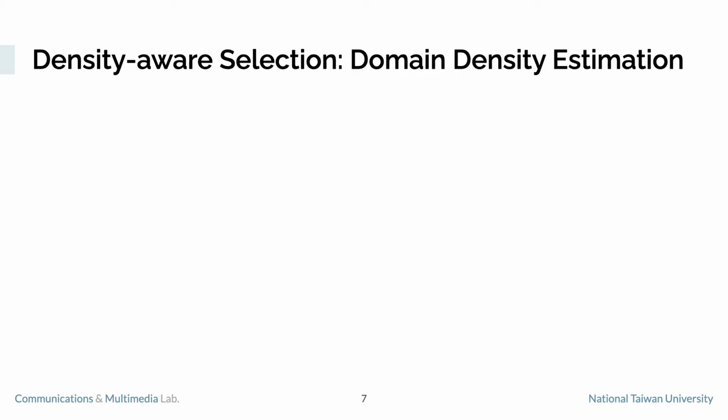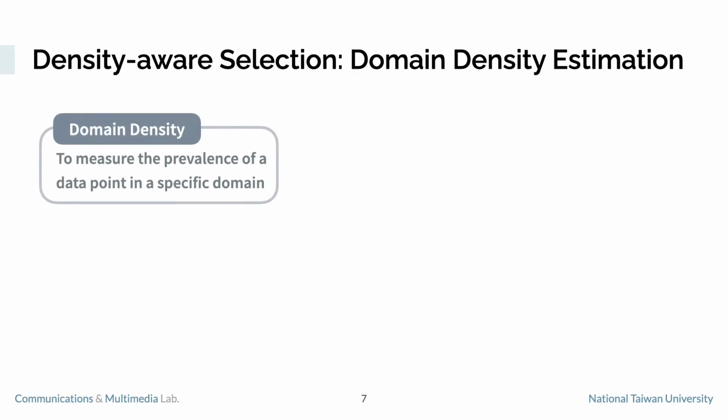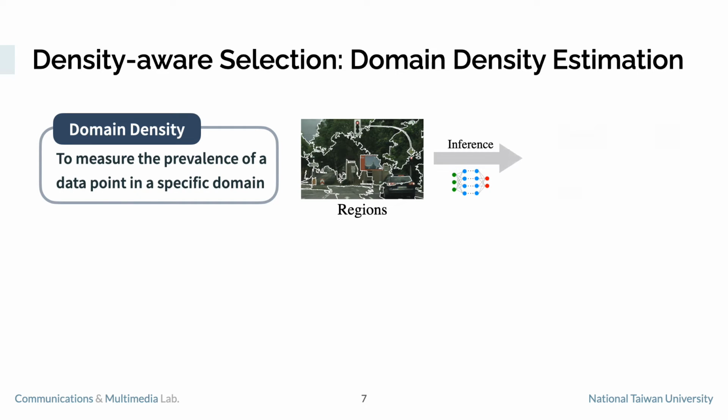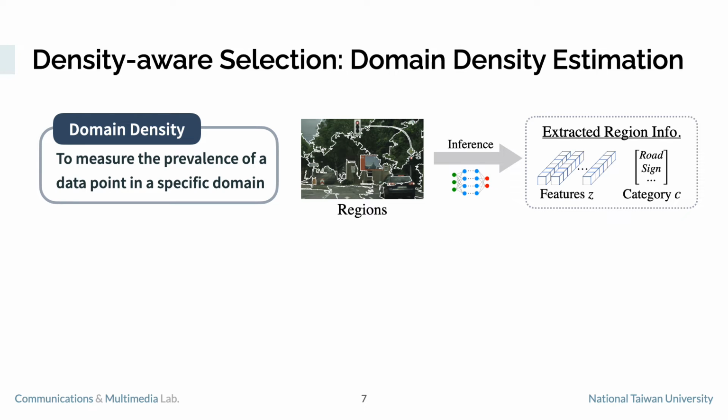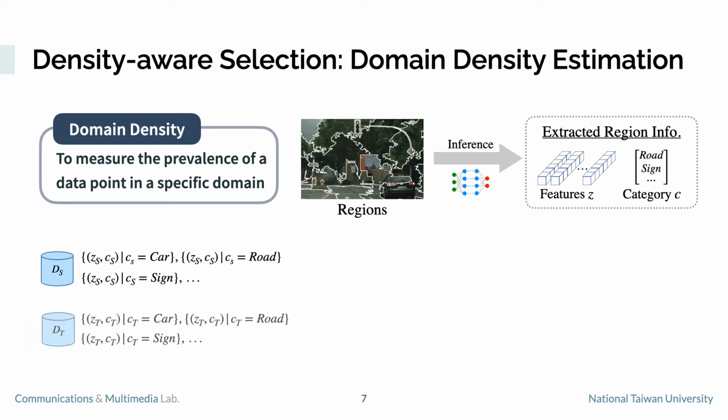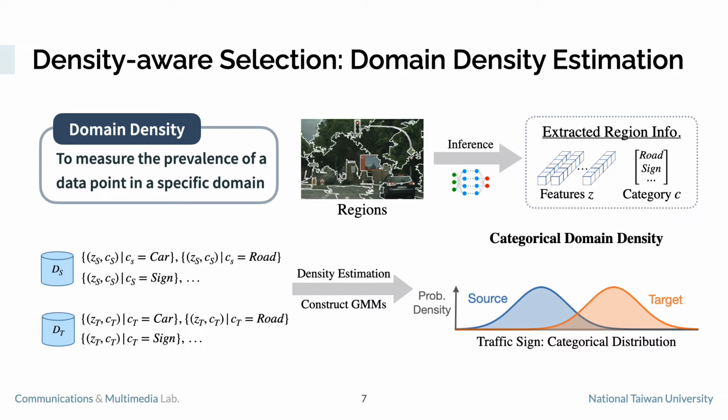To achieve efficient target domain exploration, we introduce the term domain density. Considering the scenario of region-based labeling, we first obtain region features and category for all samples. Then, we use GMMs to estimate the categorical domain density for source and target domains. Here, we take traffic sign as an example.